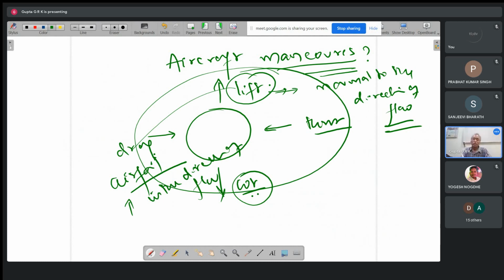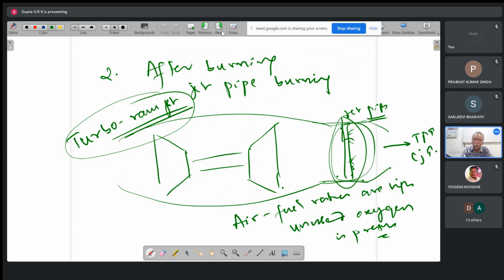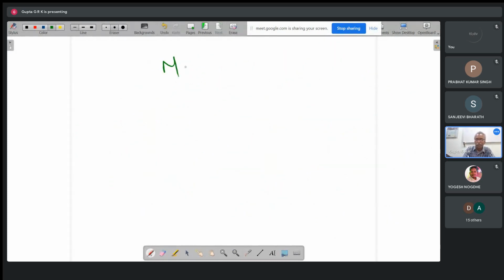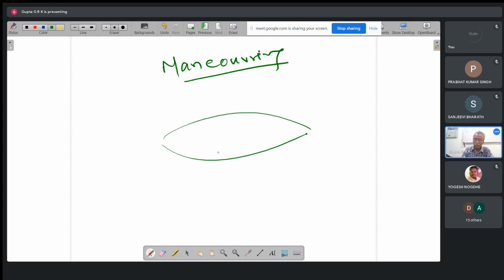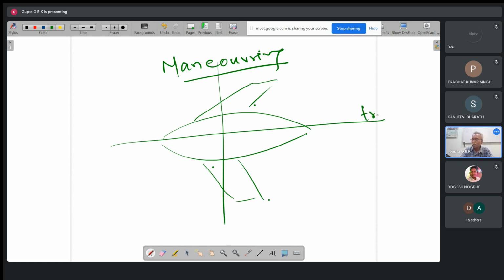Now how it takes maneuvering. Maneuvering means what are the types of motions there? Do you know what is maneuvering? The turning of the aircraft or moving the aircraft in different directions. So here, this is the longitudinal axis, and this is the transverse axis. And perpendicular to the board, there will be the vertical axis to go up and down.